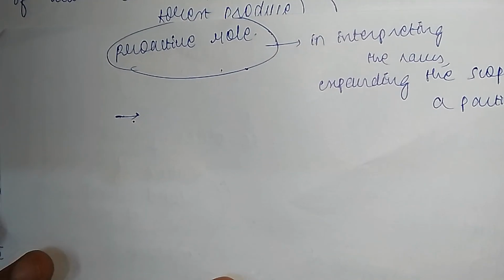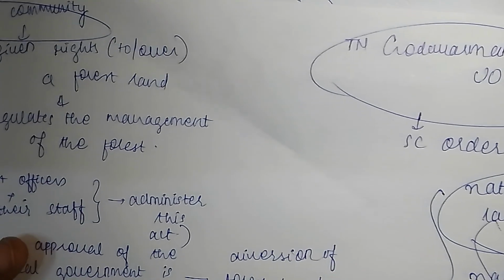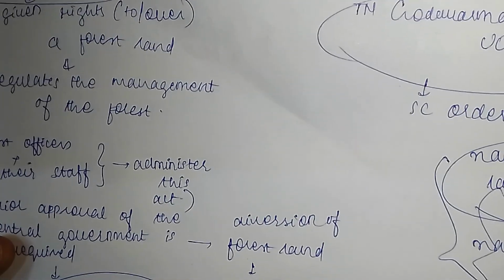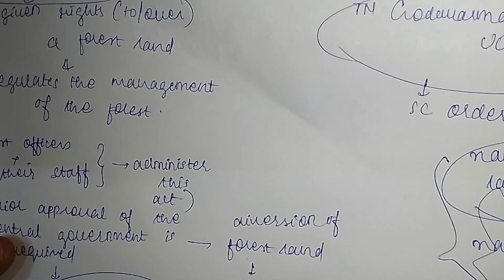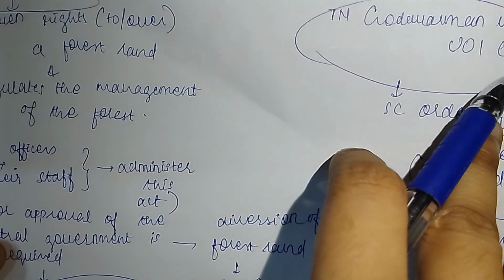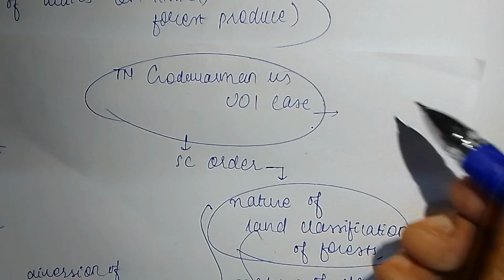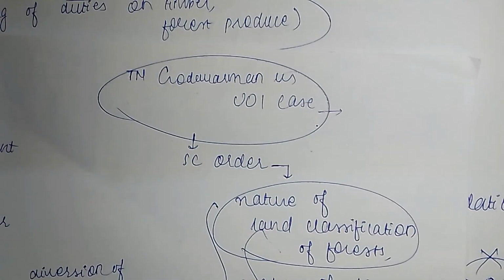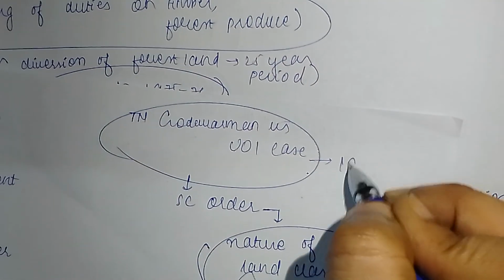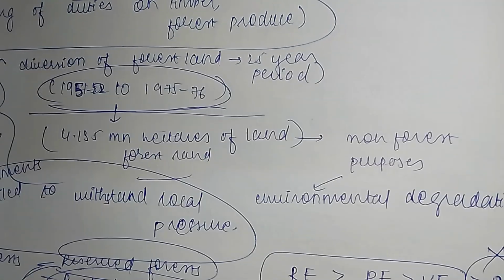And this is with regards to the TN Godavarman versus Union of India case. The Supreme Court tried to interpret the definition of forest. He filed a writ petition, and the Supreme Court tried to interpret the definition of forest. This is an extremely important case. 1996 it is. Godavarman versus Union of India.